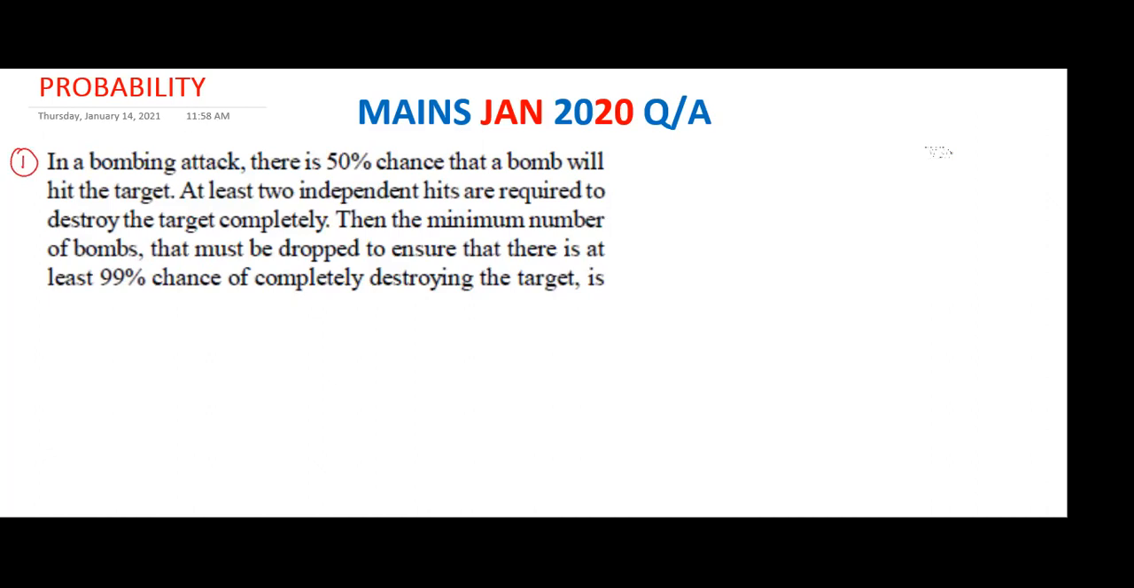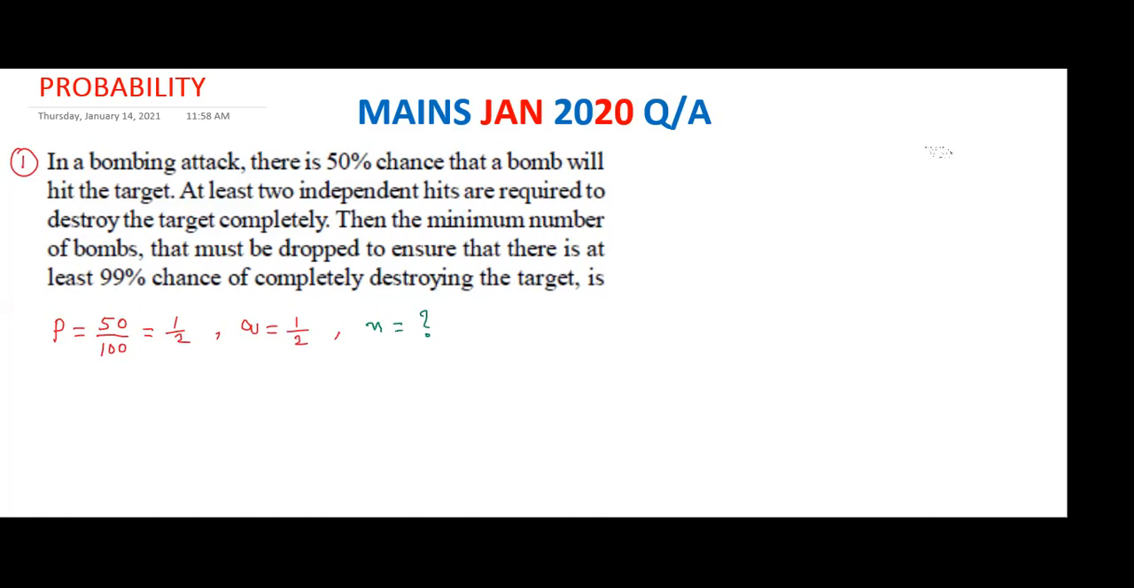Now, in a bomb attack, there is a 50% chance that a bomb will hit the target. So the probability of success, that a bomb hits the target, is 50%. 50% means 50 by 100, that value is 1 by 2. Then what about q? q is 1 minus 1 by 2, that is 1 by 2. Here we need to find the n value, the least number n.